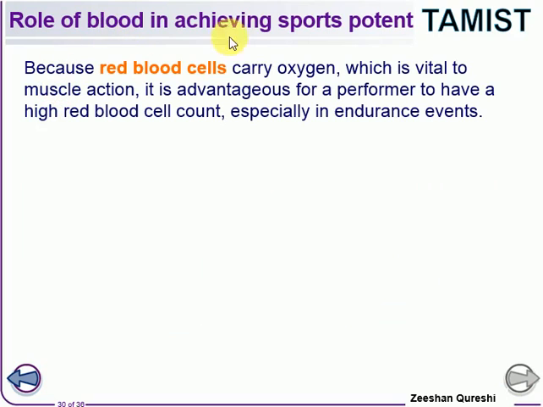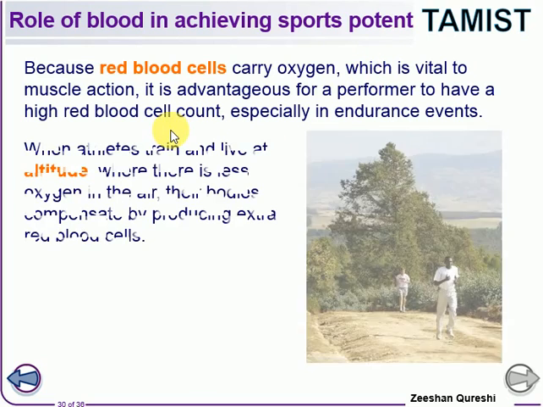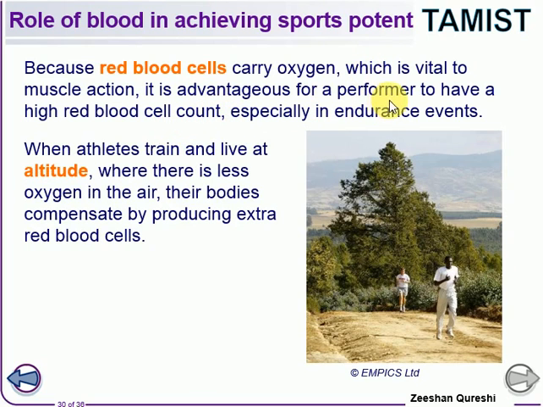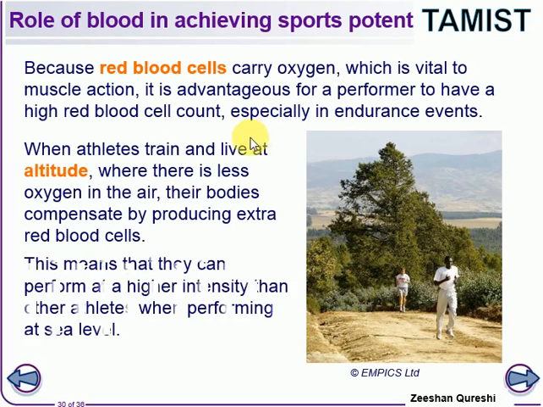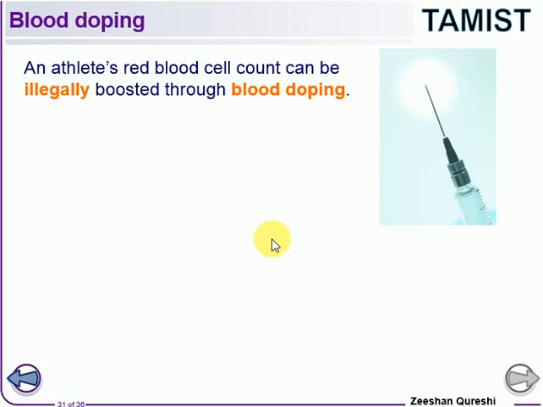Role of the blood in achieving sports potential. Because RBCs carry oxygen, which is vital to muscle function, it is advantageous for a performer to have a high RBC count, especially in endurance events. When athletes train or live at altitude where there is less oxygen in the air, their bodies compensate by producing extra RBCs. This means that they can perform at a higher intensity than other athletes performing at sea level.